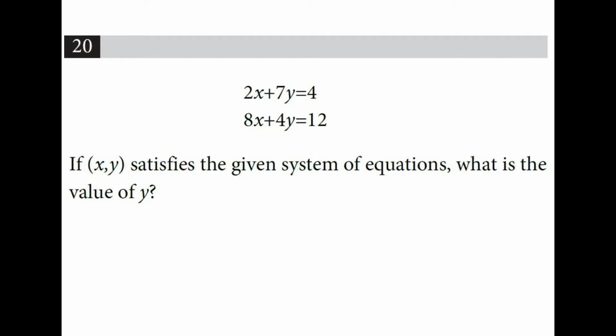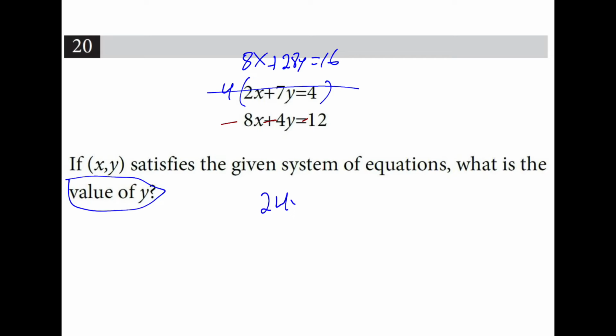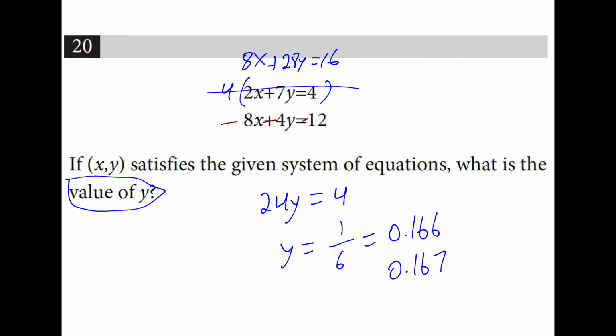If x, y is a solution, what is the value of y? That tells me I want to cancel out the x term. If I look at the x terms, I could take the top one and multiply it by 4, and that'll give me 8x plus 28y is equal to 16. And I'm just going to subtract all columns up and down, so the signs will flip. The x's go away. This becomes 24y, and this becomes 4. So if I divide, I get y is equal to 1 over 6. And you could also write this as 0.166 or 0.167.